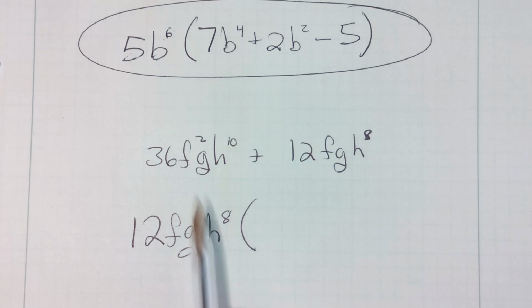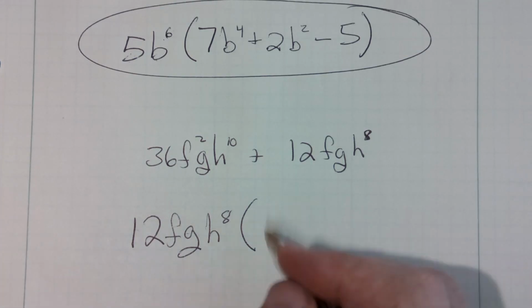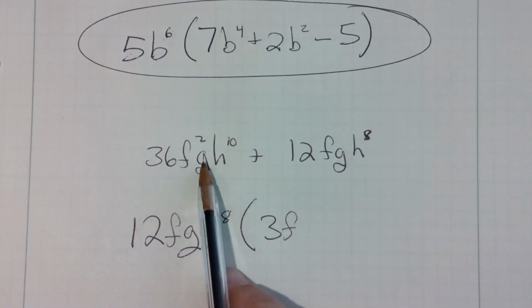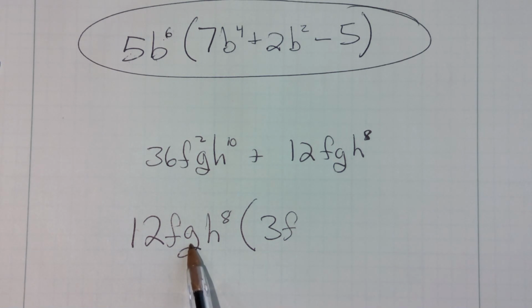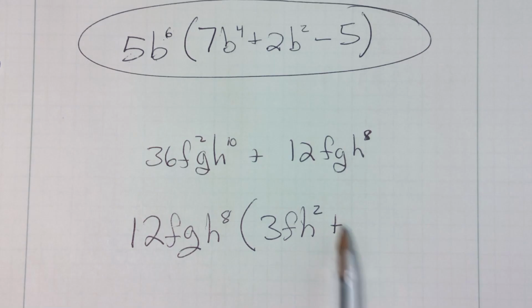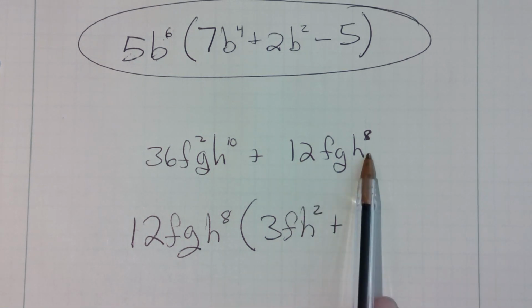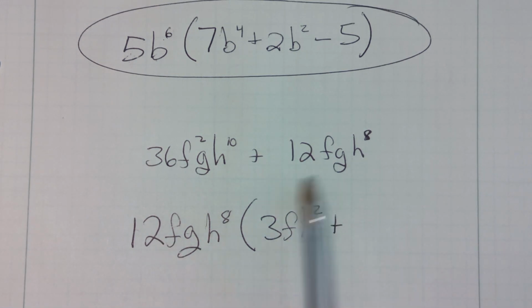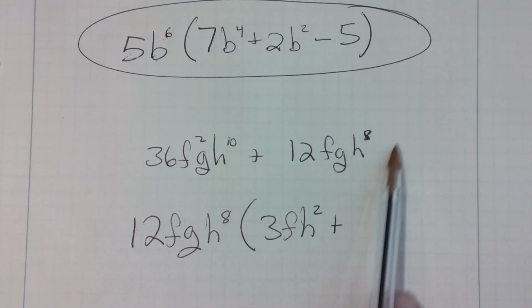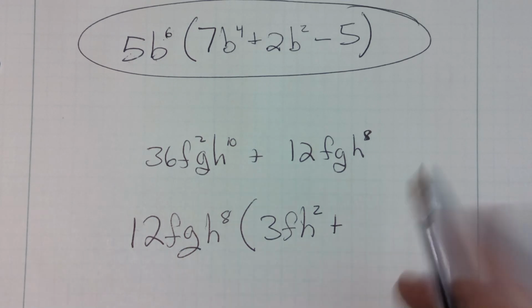So now here, 36 divided by 12 is going to be 3. F squared divided by f will leave an f. G divided by g is a 1, which you don't need to write. H to the 10th over h to the 8th would be h squared. Plus, now here's a tricky one. I factored out all of this. I factored out the 12, the f, the g, and the h to the 8th. That doesn't mean there's a 0 left. You're dividing this term by what I'm factoring out. And anything divided by itself completely leaves a 1.